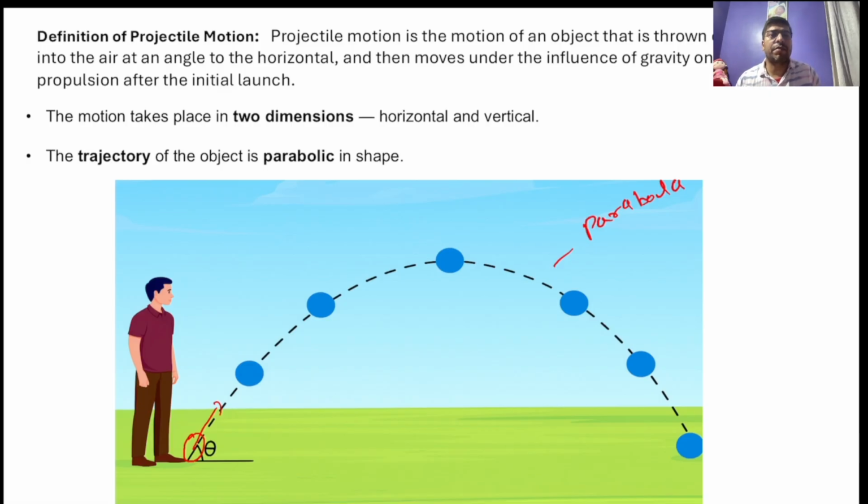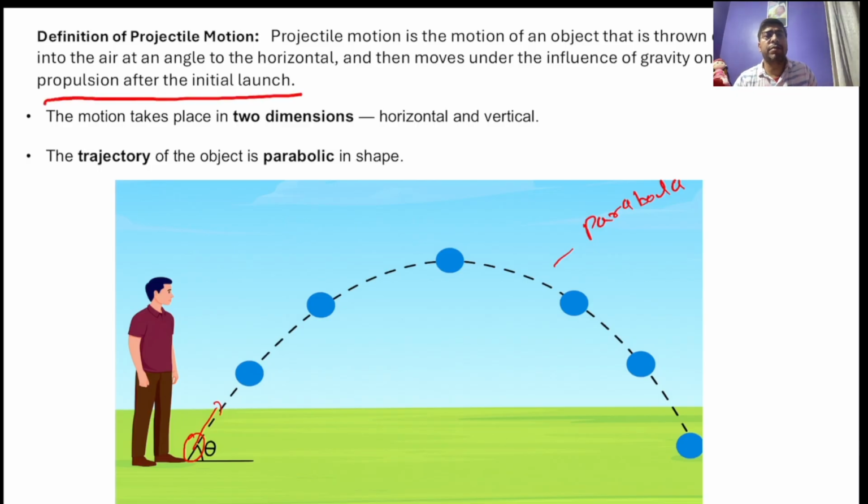But again, we have to understand in which case an object will be a projectile, in which case we will consider projectile motion, and in which case we cannot consider the motion of an object as projectile motion, right? So if we go through the bookish definition, projectile motion is the motion of an object that is thrown or projected into the air at an angle with the horizontal, right? And it moves under the influence of gravity only, without any propulsion after initial launch. So this condition is also very important: without any propulsion after initial launch.